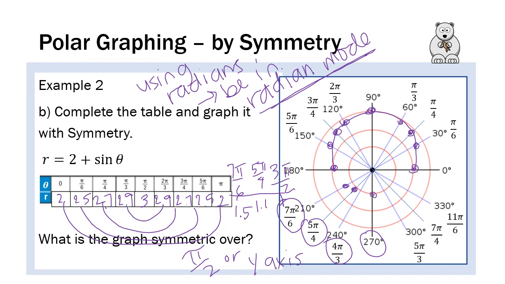And I already know that it has symmetry, so I can go ahead and plot 1.5 on the 11 pi over 6, because 7 pi over 6 and 11 pi over 6 are symmetrical over the pi over 2 line. So I'm going to plot that point. And also the 5 pi over 4 is symmetrical to 7 pi over 4. So if I folded it, it would come to 1.1. And then there's our graph.